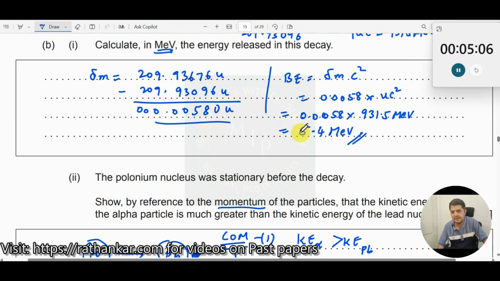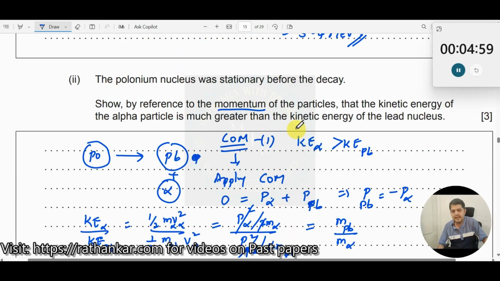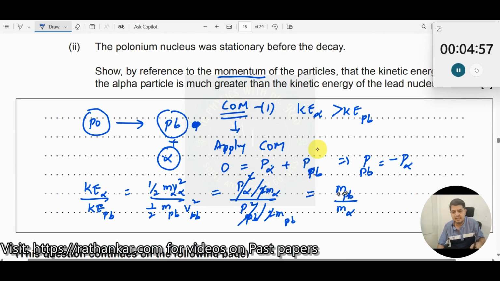Mass of lead. How many nucleons does it have? It has around 206 nucleons, and the alpha particle has only 4 nucleons. So I can just say this is equal to something like 206 divided by 4, right? Therefore this is definitely greater than 1. So if this is greater than 1, then definitely you can say KE alpha is greater than KE lead, which is as per required. Okay, let us move on to the next one.